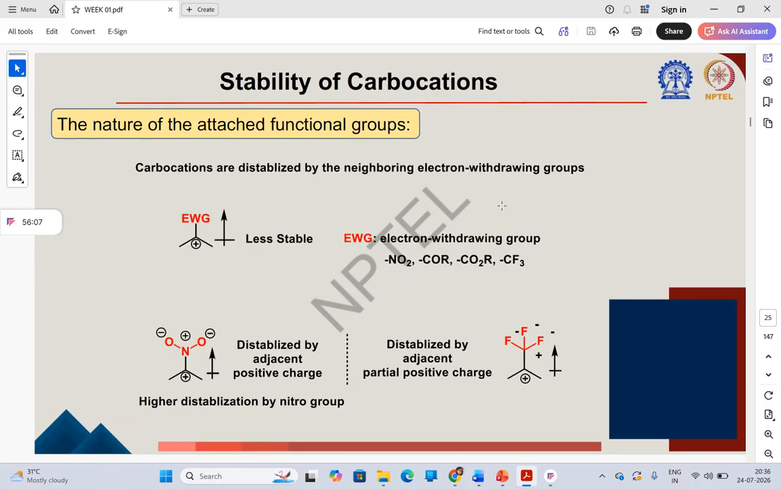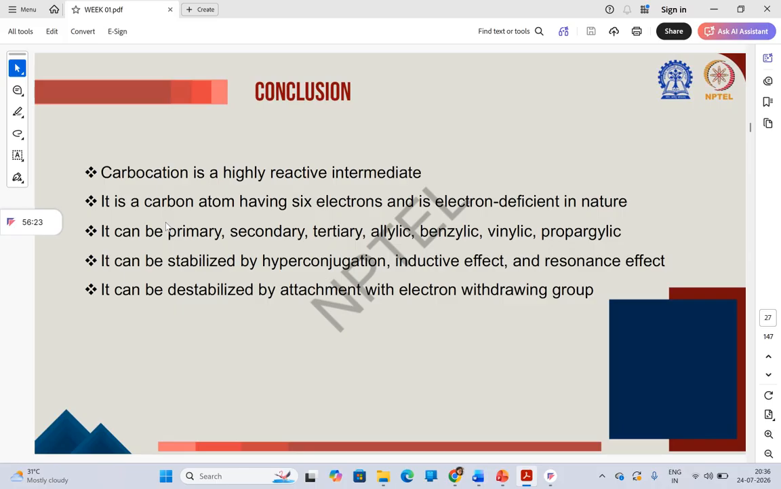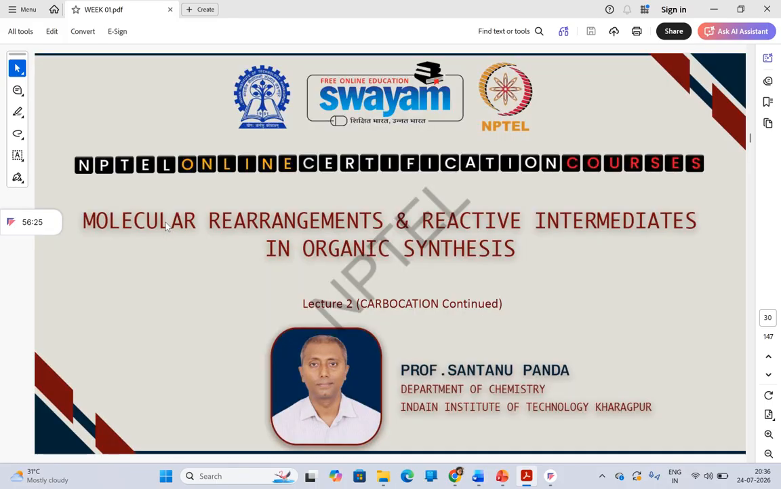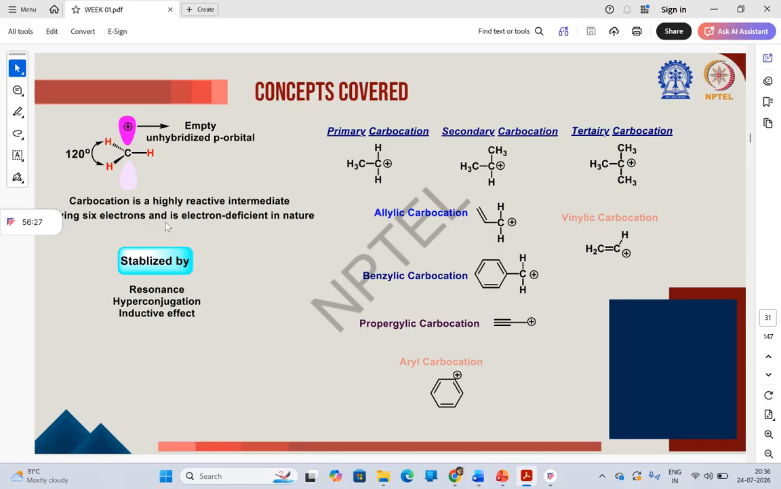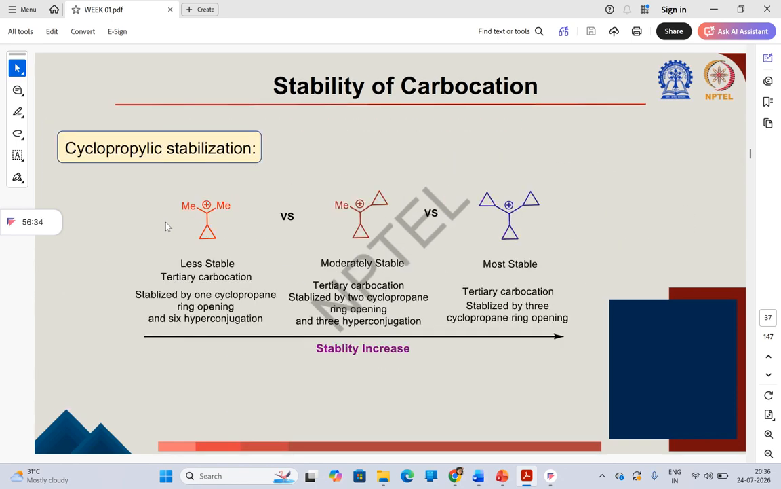This one we have already discussed, the nature of attached functional groups. I told you, if electron withdrawing groups are attached to the carbocation, then it will become less stable, and if electron donating groups are present, then it will become more stable, right? Then we have discussed the stability of carbocation. We have already discussed.